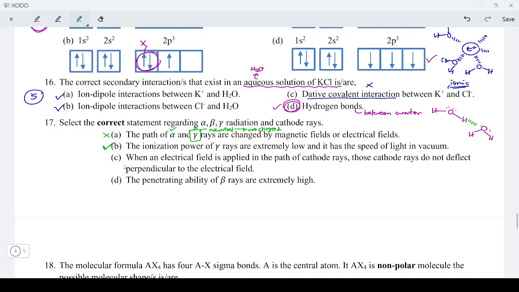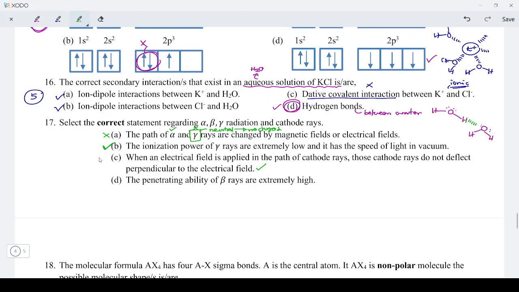When an electrical field is applied on the path of cathode rays, those cathode rays do not deflect. Can't say no, wrong. It does deflect, like I was telling earlier. If they are charged, they deflect. So okay, wait, they do not deflect. Don't forget the last part: perpendicular to the electrical field. Oh, okay, so yeah, that's true, no? The one that deflects perpendicular to the field is the magnetic field.